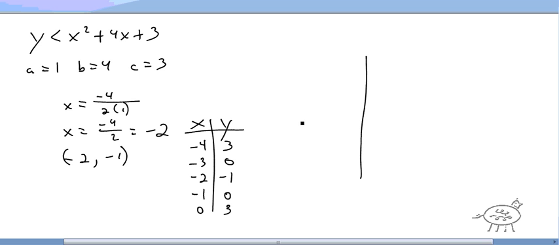All right, so let's graph this. Negative 4, comma 3, negative 3, comma 0, negative 2, negative 1, negative 1, 0, and 0, comma 3. Okay, again, this is a dotted line.